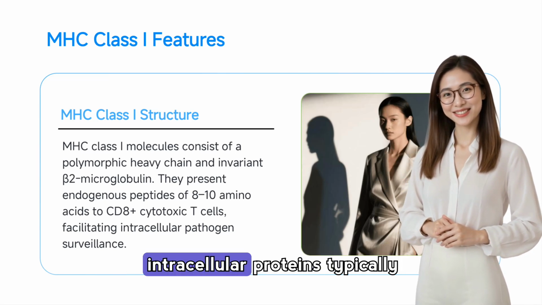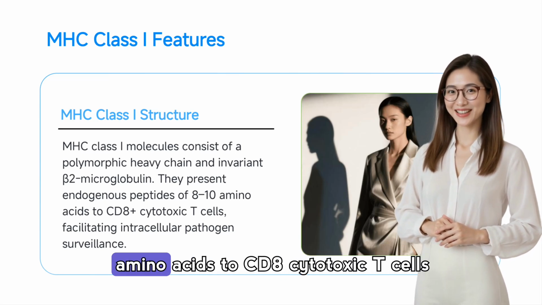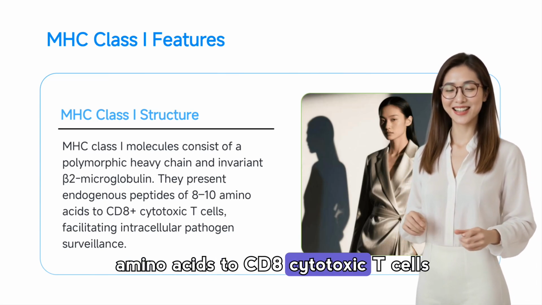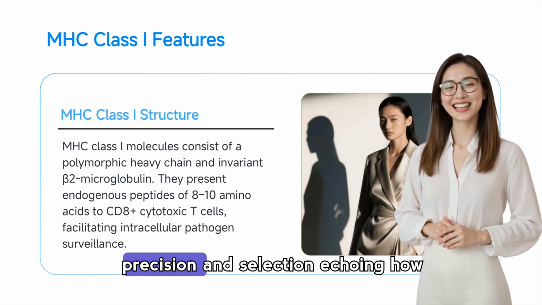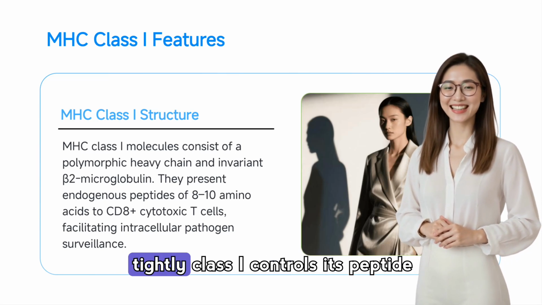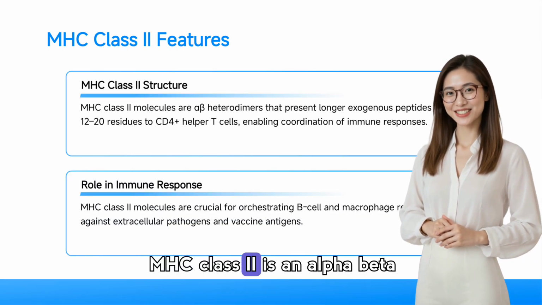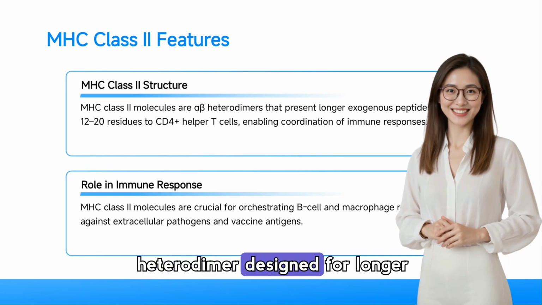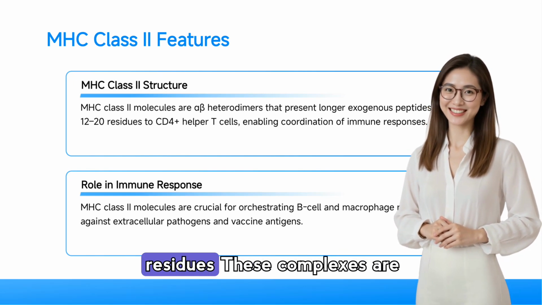MHC Class I is built from a polymorphic heavy chain paired with beta-2 microglobulin. It samples intracellular proteins, typically presenting short peptides around 9 amino acids to CD8 cytotoxic T cells. Think of the image as a visual cue for precision and selection, echoing how tightly Class I controls its peptide cargo.